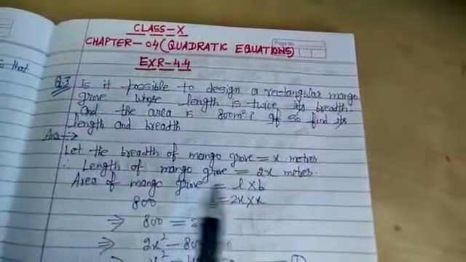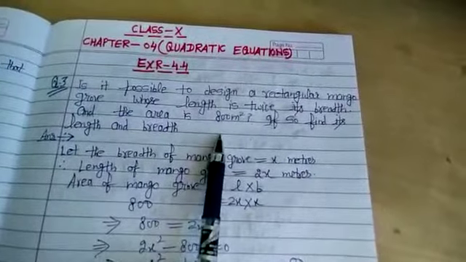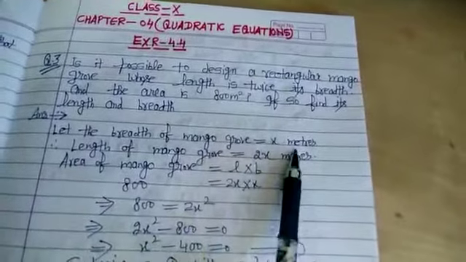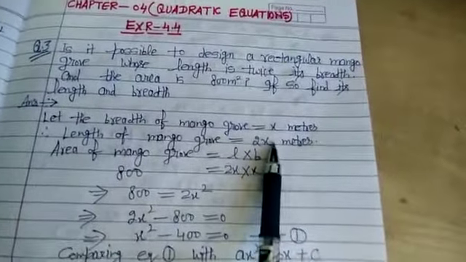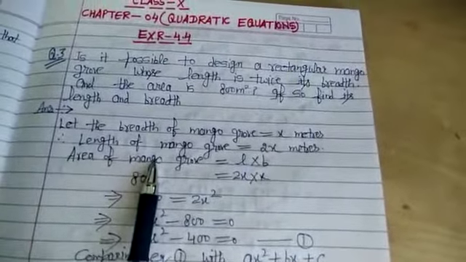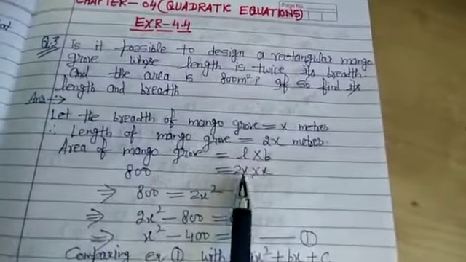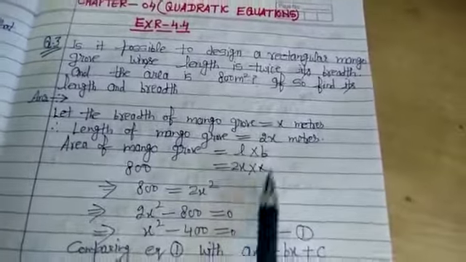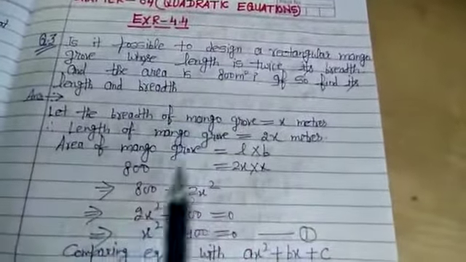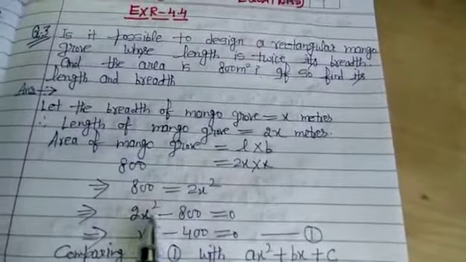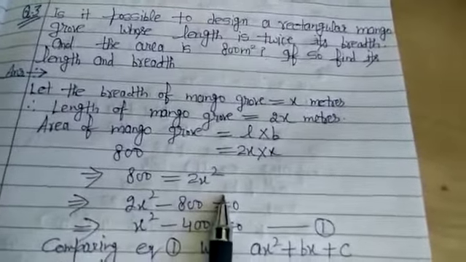The length of the mango grove is twice its breadth. So let us suppose that the breadth of the mango grove is x, therefore the length will be 2x. Now the area of this rectangle is length into breadth, so length is 2x and breadth is x, and it is given in the question the area is 800 meters square. So 800 is equal to 2x into x, so it becomes 800 is equal to 2x square.